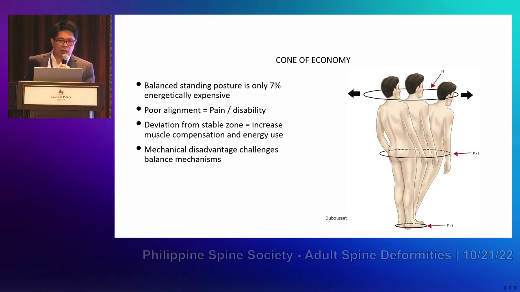It was Professor Jean Dubousset who conceptualized the cone of economy. According to Dubousset, the center of mass should project as close as possible towards the center of a reduced polygon that is situated between the two feet. This is the area of small constant rebalancing effort, and it is only 7% energetically expensive compared to a supine position. If the center of mass tends to project outside of this polygon, rebalancing effort becomes much more important, and it will cause pain to the patient.